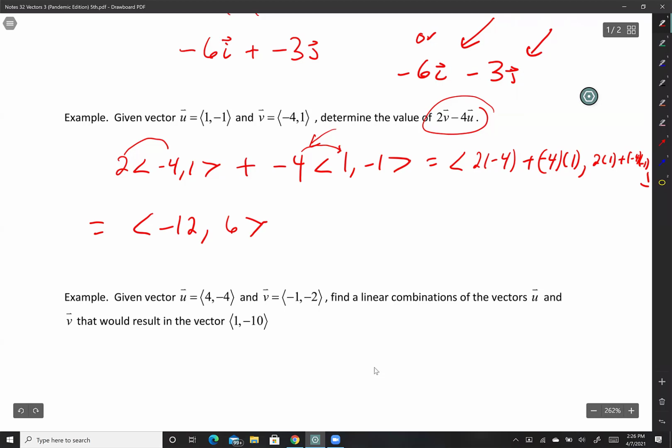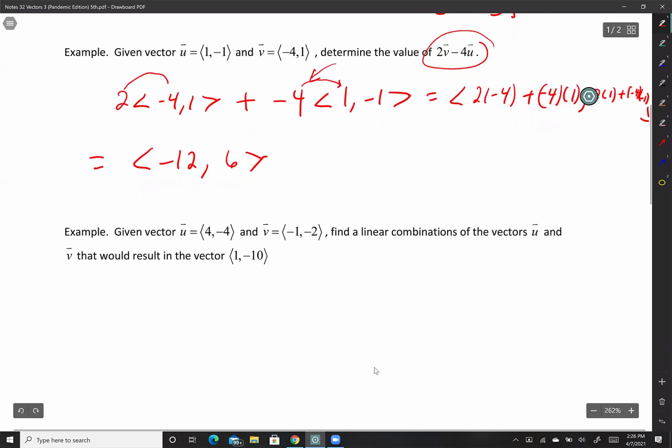There it is, guys. I don't see any mistakes. If I made a mistake, please let me know. -8, minus 4 is -12. No, it looks good to me. Does that make sense, guys? Okay. All right, let's keep going.